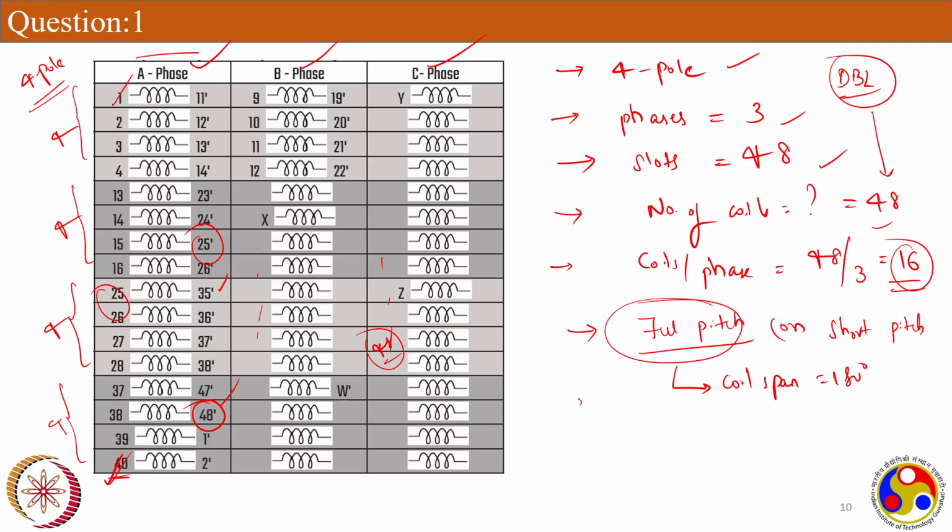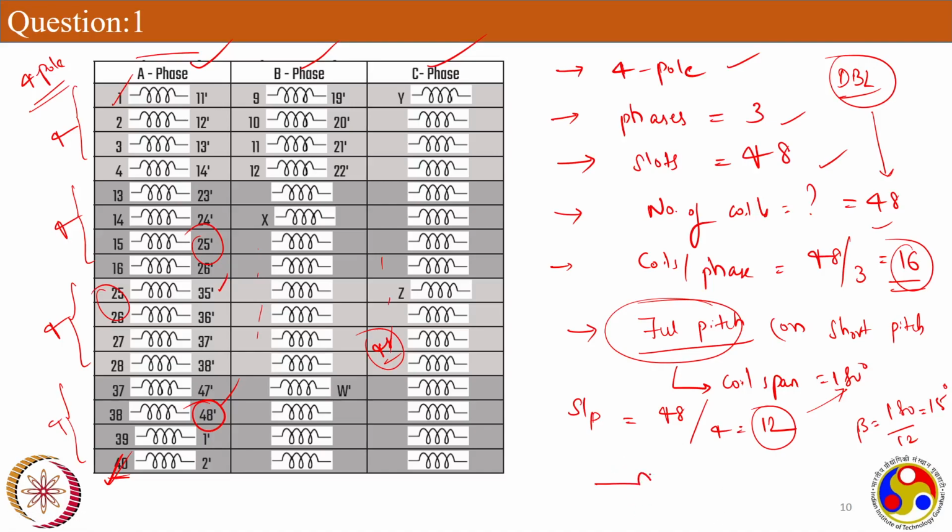Okay, if it's 180 degrees, I'm assuming for a 180 degree coil span, I will calculate my beta. So slots per pole, how much did I get? Slots is 48, number of poles, it's a 4 pole machine. It's 12. Now, 12 slots per each pole should be swept across 180. So my beta will be 180 by 12, that is 15 degrees. Okay, 12 times 15 will be 180.